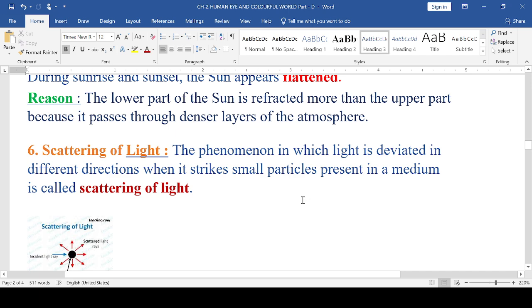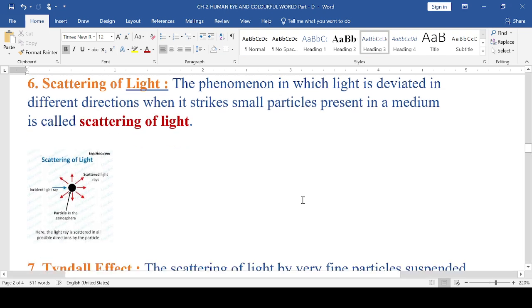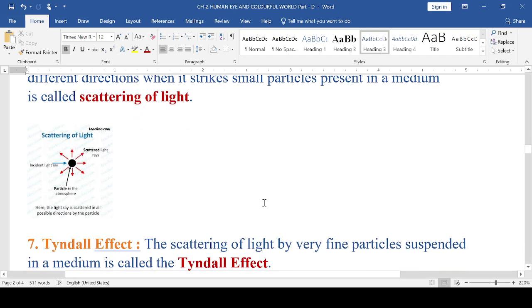Scattering of light. The phenomenon in which light is deviated in different directions when it strikes small particles present in the medium. So light getting deviated in all directions is called scattering of light. See the image over here.